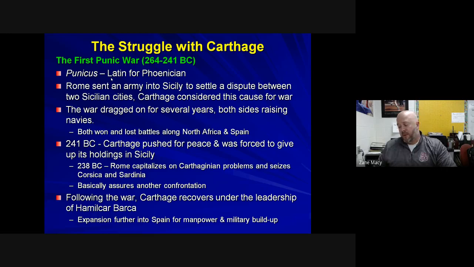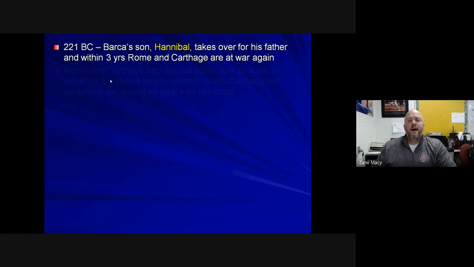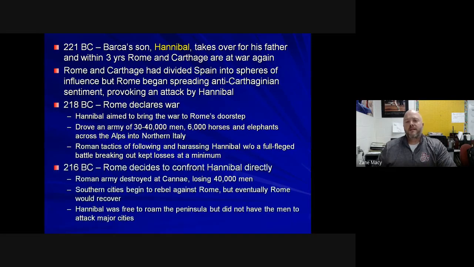And he wants to build up their military to protect the existing holdings of Carthage in Spain and southern France and North Africa. But also, I can guarantee you that his intention was not just that he expected trouble from the Romans, but if he had to, he might create a little trouble of his own. Now, in 221 BC, his son, Hannibal, ends up taking over for his father, and within 3 years, Rome and Carthage are back in an active conflict once again.